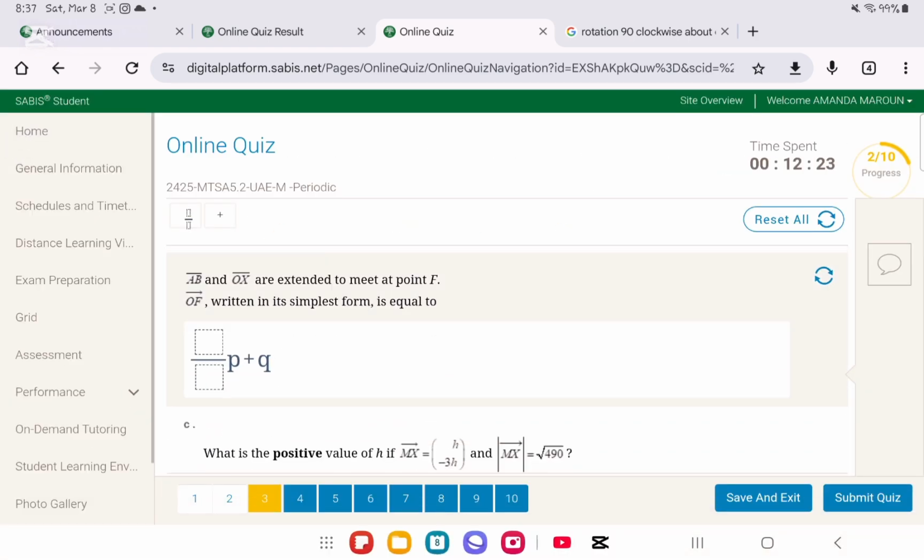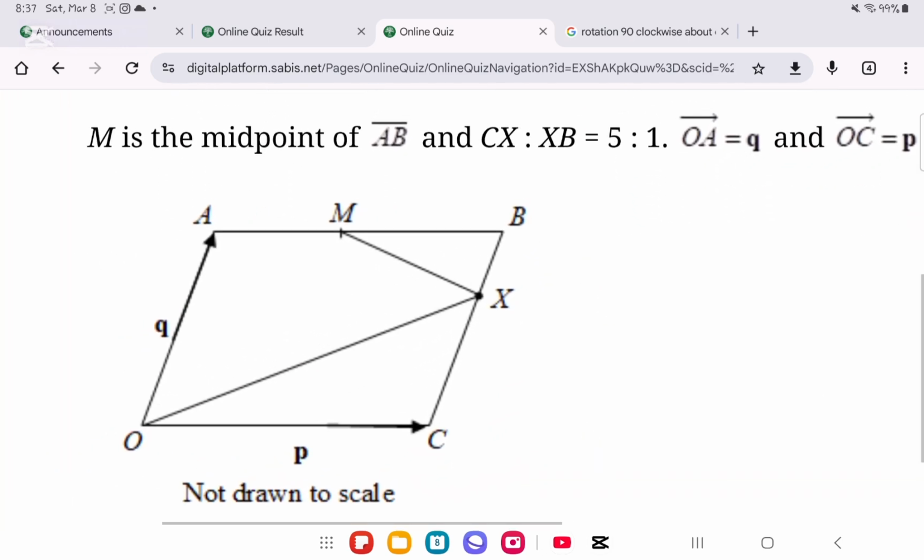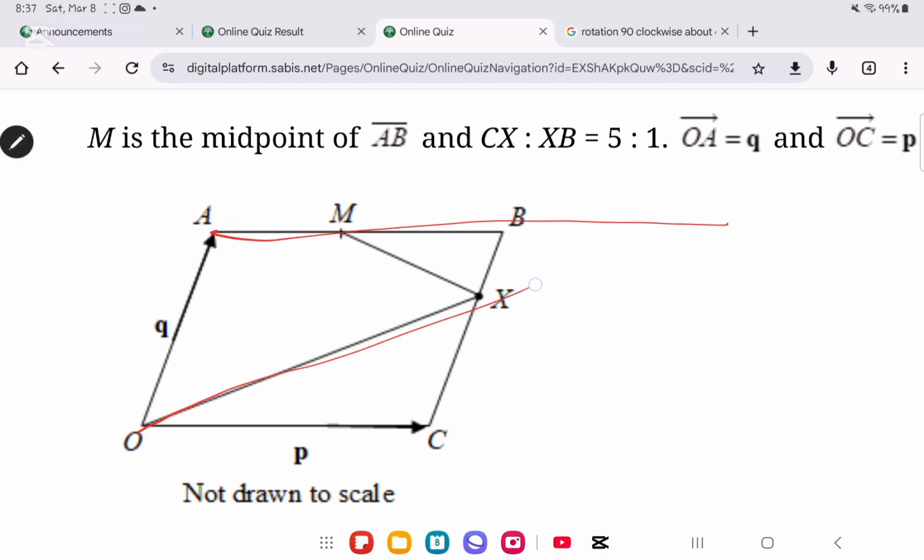Now, this one is very, very important. They said AB and OX are extended to meet at a point F. They said they need us to find the value of OF written in simplest form. Let us go up and let us do what they said. They said AB is extended and OX is also extended to meet at a point F. They need us to find the value of what? The value of OF, which is this over here.